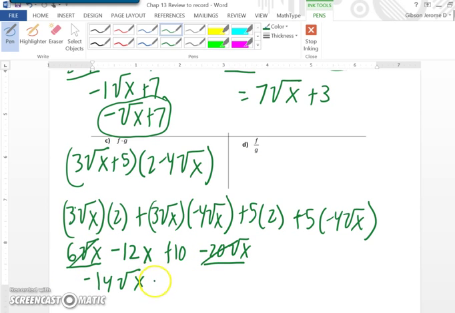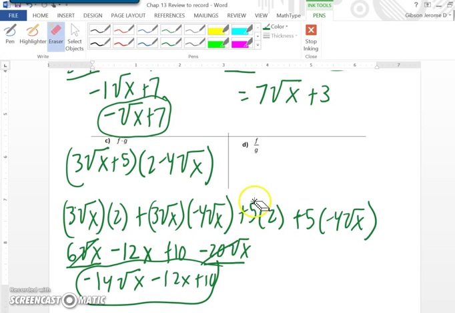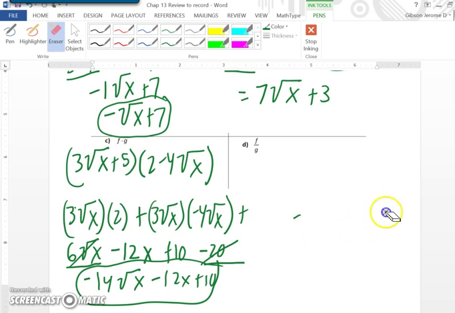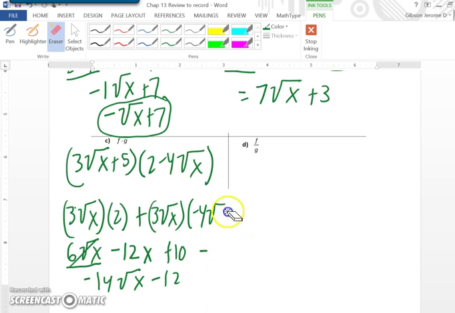And then we would have minus 12x plus 10. And this would be our final answer. Okay, now, since you have this on video, you could pause it and copy this down because I'm going to have to erase some of this. So let me go ahead and erase this because I have to do the next problem and I need space as well.